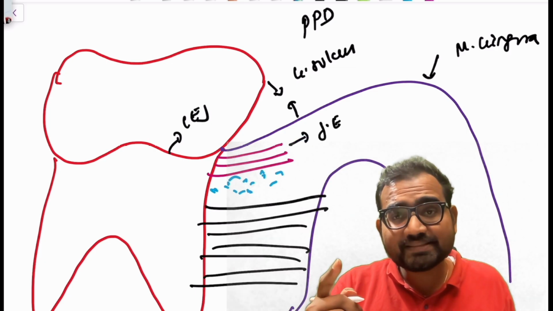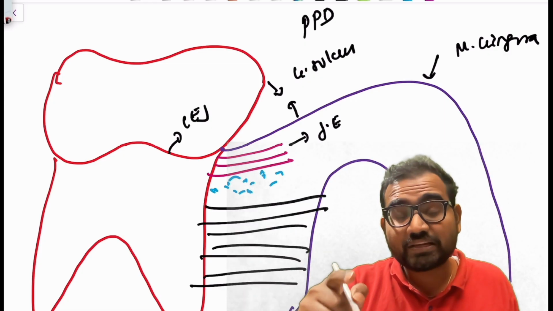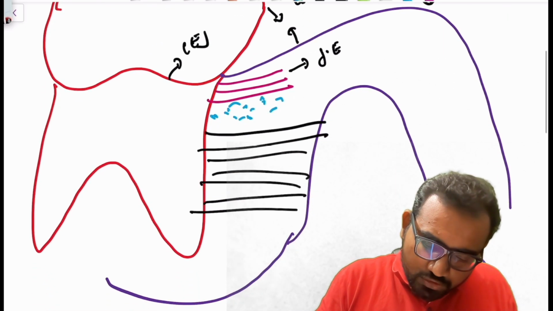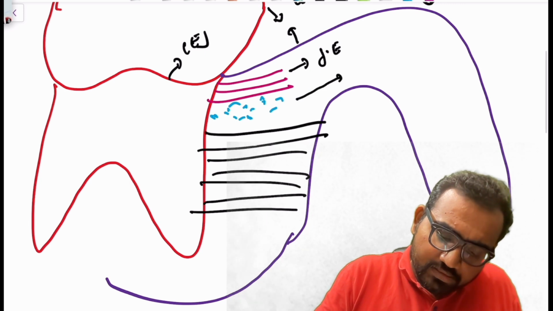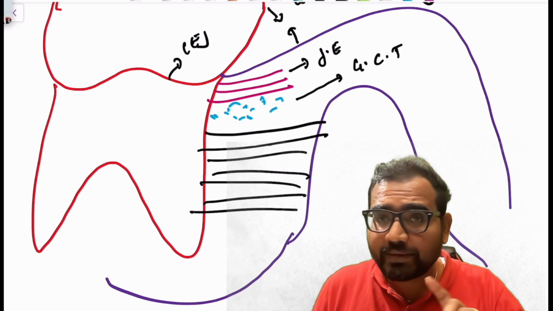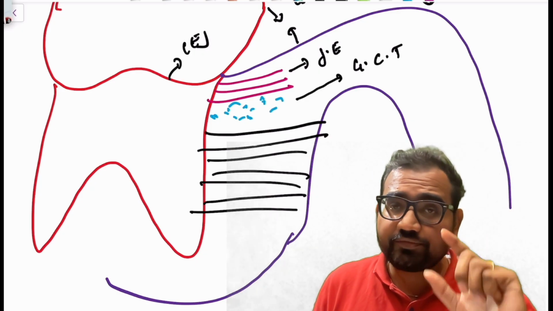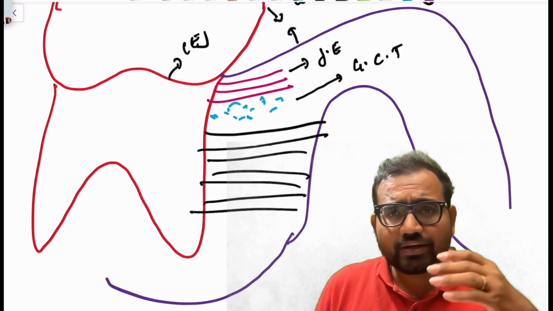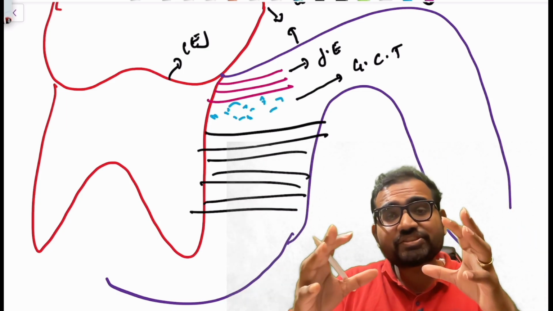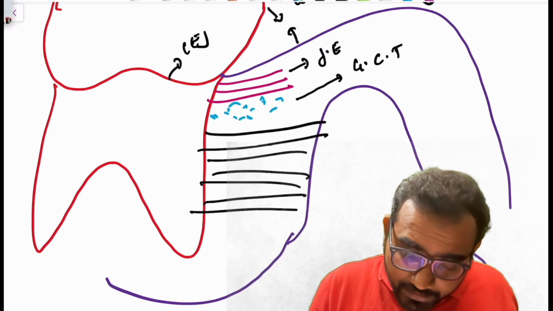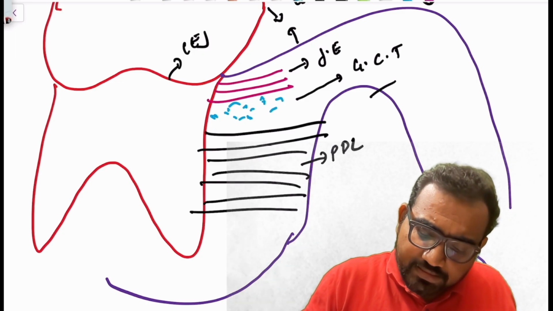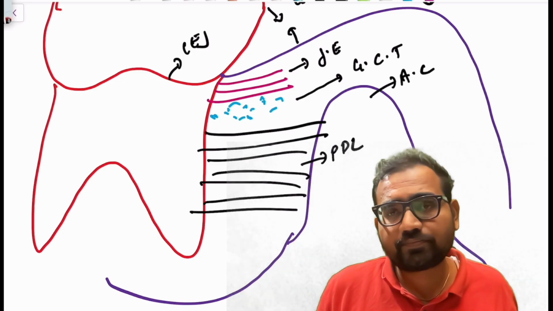So which is the first line of defense? Neutrophils. First line of barrier? Junctional epithelium. So what is this blue structure here? Gingival connective tissue fibers. It's not PDL, it's gingival connective tissue fibers: dentogingival, dentoperiosteal, alveologingival, all those fibers. And below the gingival connective tissue fibers, we have the PDL. And this is the alveolar crest.